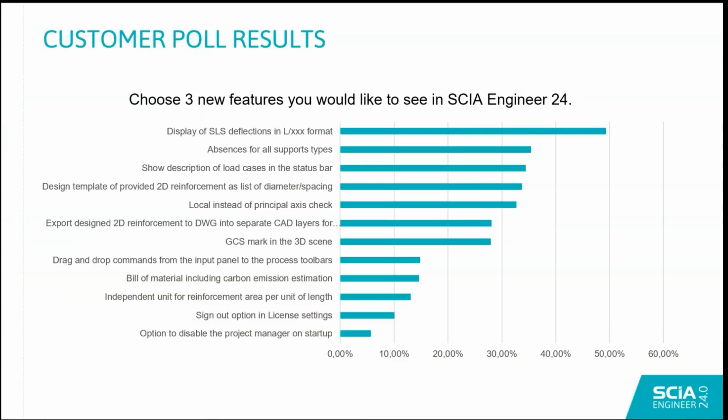Every year, we send out a customer poll to our users, and we promise to implement the top 3 voted features into the next version of SCIA Engineer. We have done this a lot of years by now, but unfortunately, this year is the first year that we did not manage to implement the top 3 items. Unfortunately, the second feature in the list, we haven't been able to implement it for this version, and we hope to implement it for the next one.